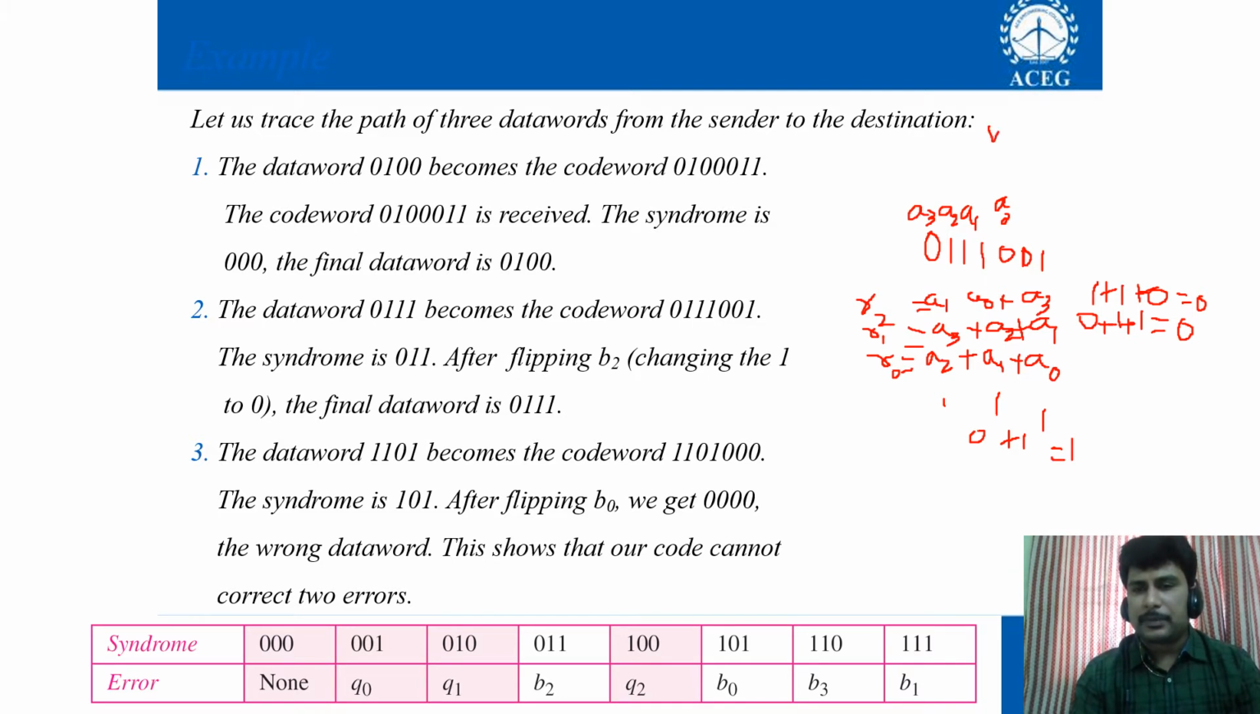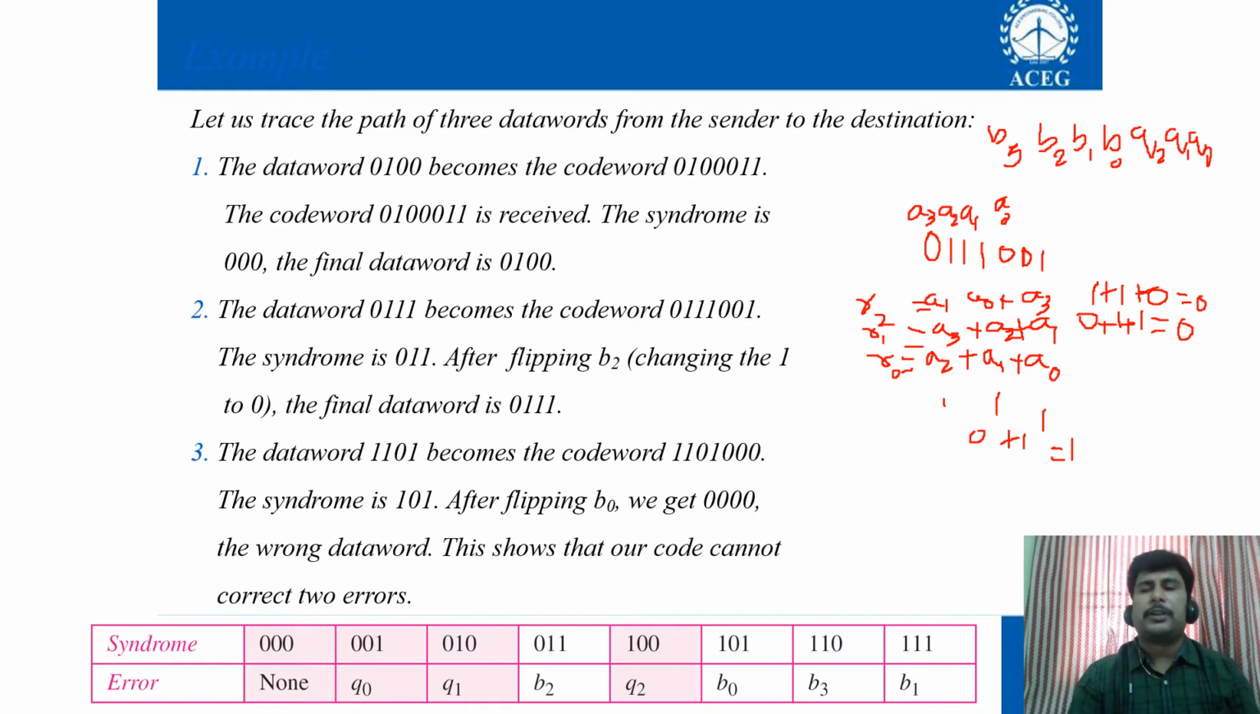Because what was the received data that we are expecting to be represented as? B3, B2, B1, B0, Q2, Q1 and Q0. So if your syndrome value is 001, then it indicates there is an error at Q0.